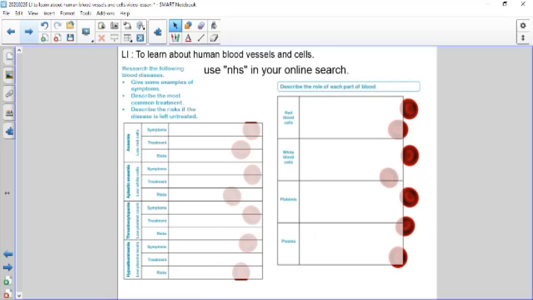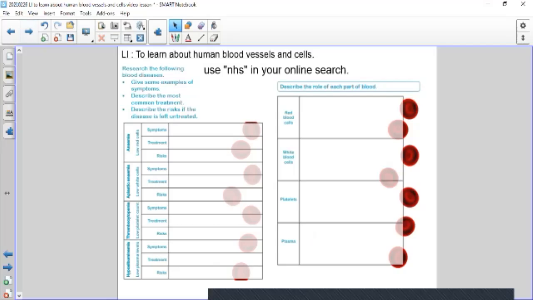These worksheets are on the school website for Wednesday. It's useful to use NHS for the National Health Service in part of your search and see if you can find out descriptions for all of these blood diseases.